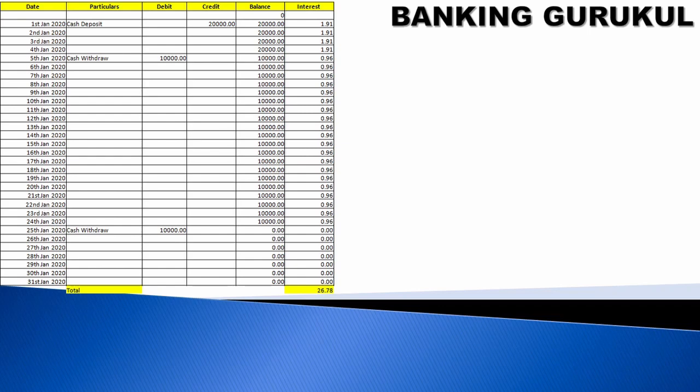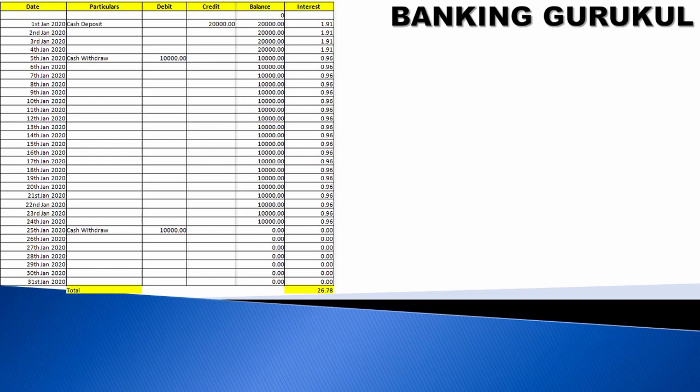Keep on. So on 5th he has withdrawn 10,000 rupees. Now interest is calculated only for 10,000 rupees. On 25th January he has withdrawn another 10,000 rupees. So from 25th to 31st no interest is calculated. So for the entire month interest is calculated as 26 rupees 78 paisa.